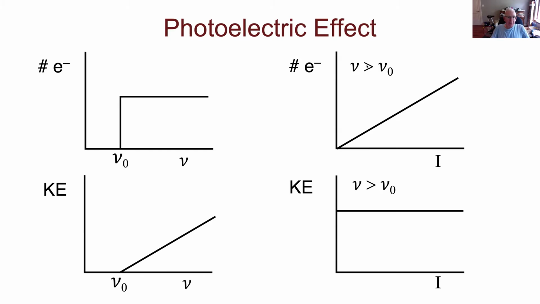And then let's look at the x-axis. On the left-hand graphs, we have frequency on the x-axis, and on the right-hand graphs, we have intensity. Frequency is going to correlate with what color the light is. Intensity is going to correlate with how bright it is. So keep those ideas in mind.